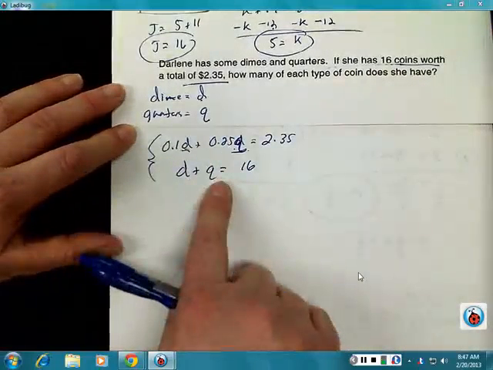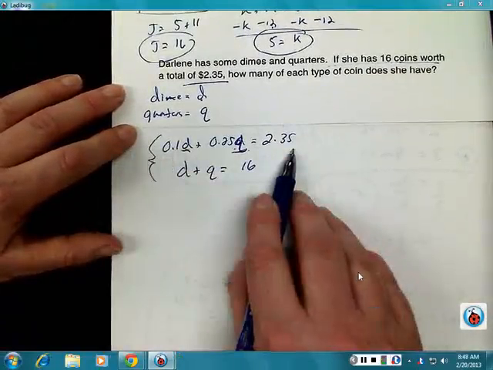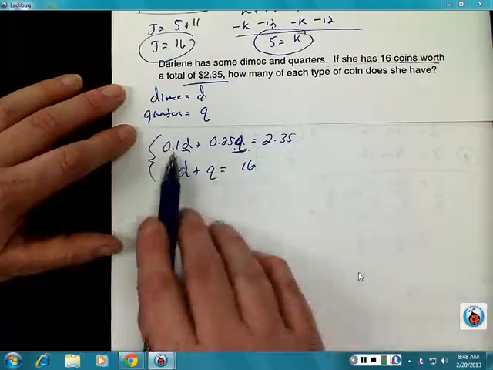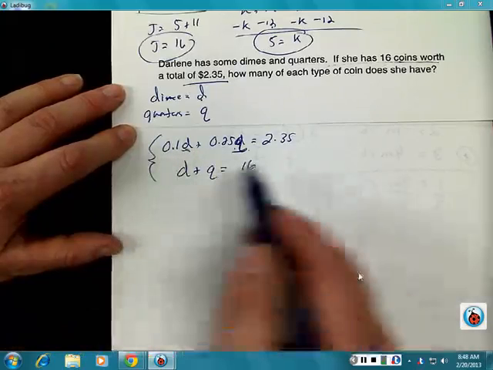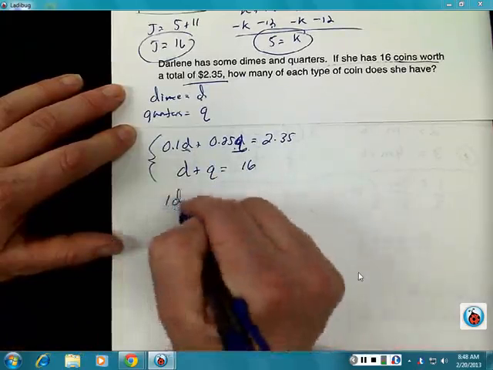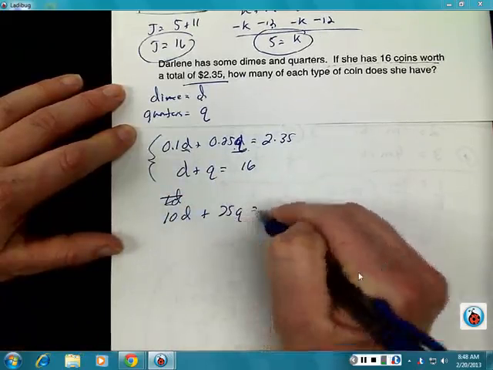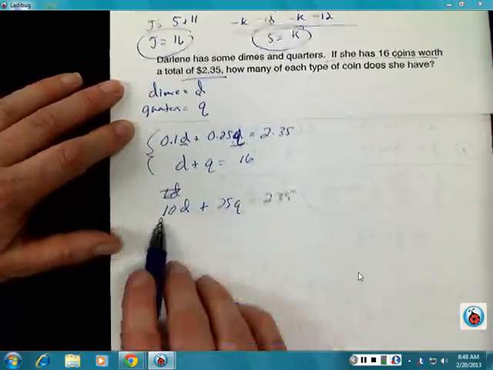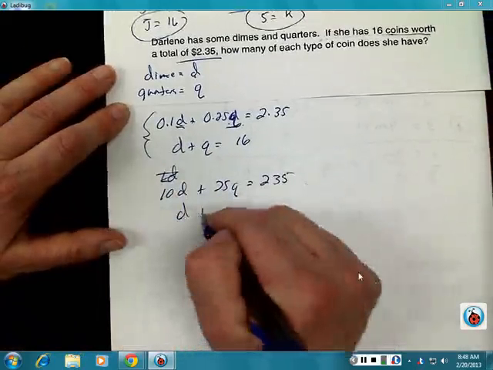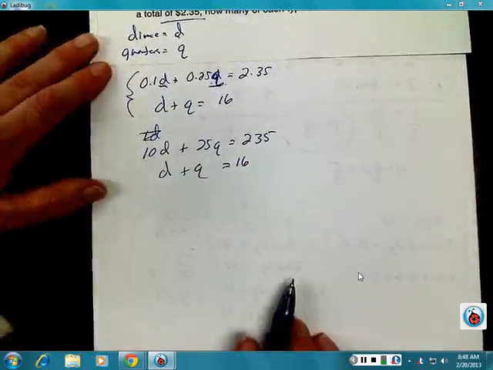They look like some of the stuff we saw back in 8.2 and 8.3 because I've got decimals in here. All right? So if I got decimals, what that means then is that I can end up taking these guys and end up moving them all over. So I end up with 10D plus 25Q is equal to 235. Okay? And it makes my math a little easier if I get rid of that. And then I have D plus Q equals 16. So then if I were to solve that thing, what method would you like to use?